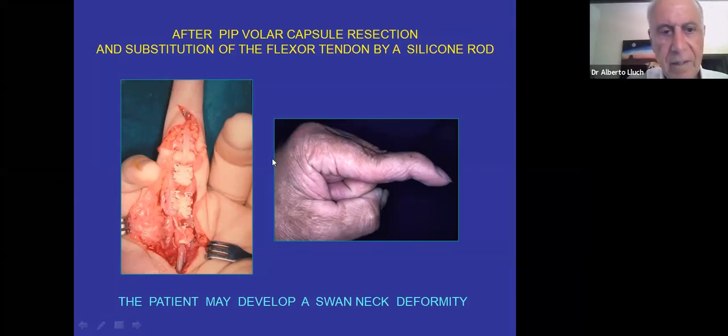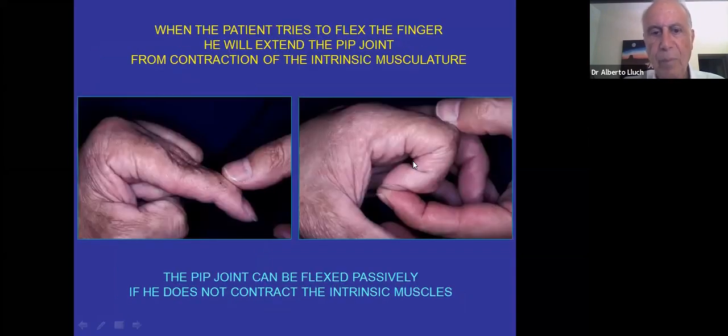This patient, well, it's not exactly the same, but it's another patient. This patient had the surgery done in the index finger. He developed, it was a man, a swan neck deformity of the finger. You can see flexion of the MP joint, extension of the PIP, and flexion again of the DIP.